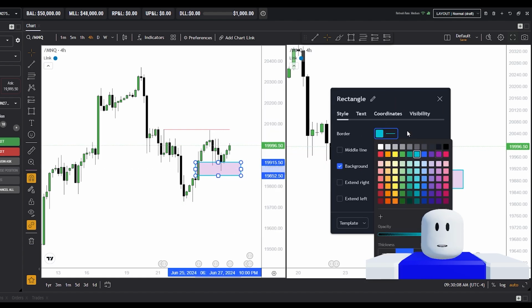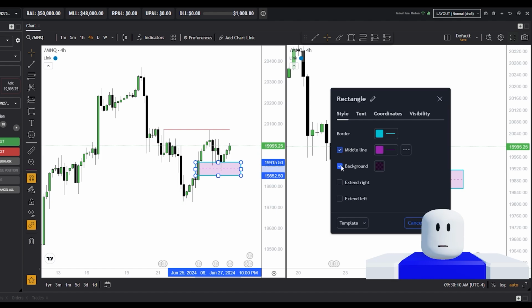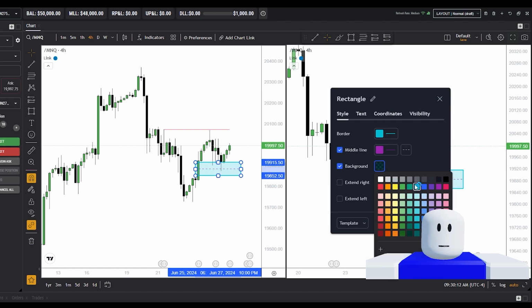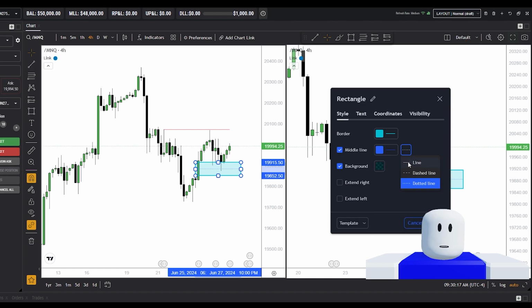Let's make this light blue. Is that like light blue? With dash line, dotted dash line.